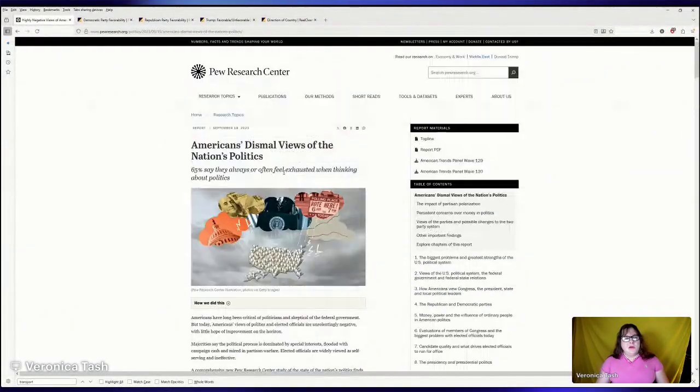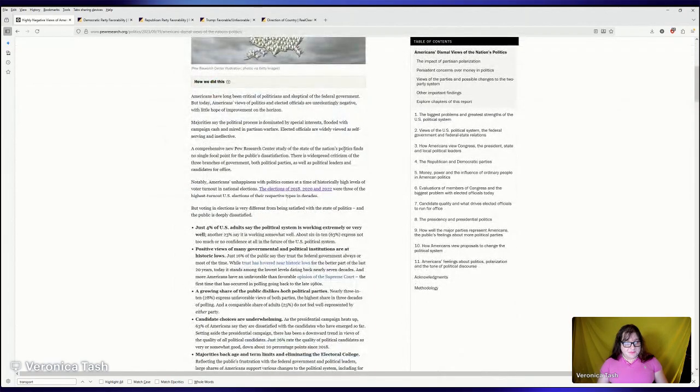But now I told you we were going to go into why I'm saying that the status quo is really bad. And this is going to give us a little bit more insight. Okay, so I want to choose from Pew Research, and this is from September 19th, 2023. So this is 2 years ago. This is still during Biden. And so this really tells you a lot about how Kamala should have been running. This is titled Americans' Dismal Views of the Nation's Politics.